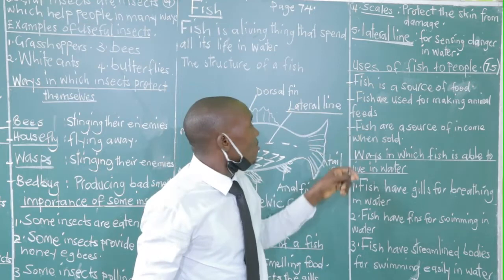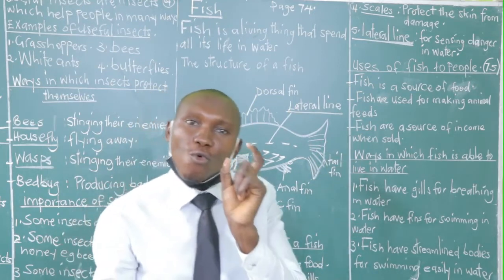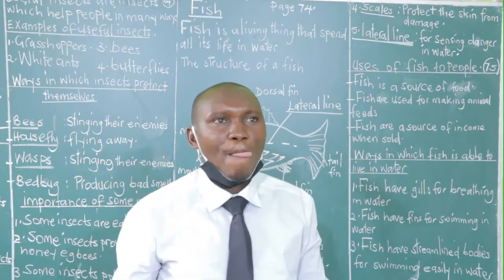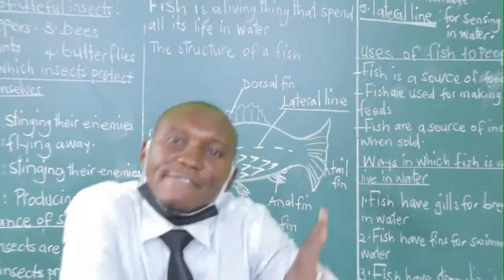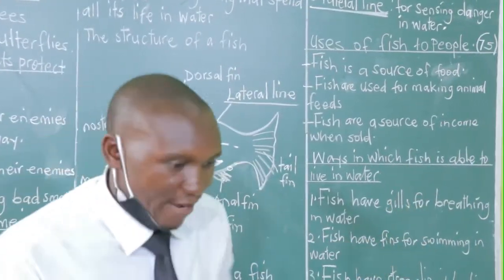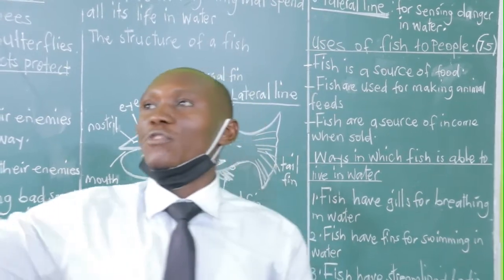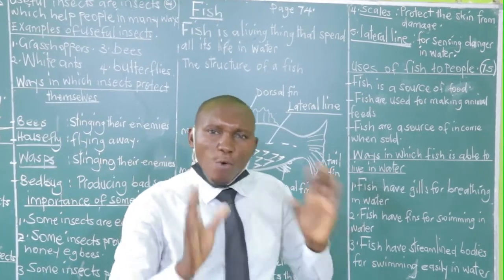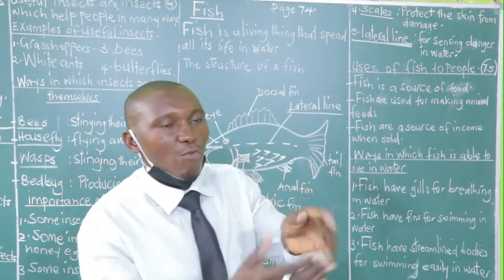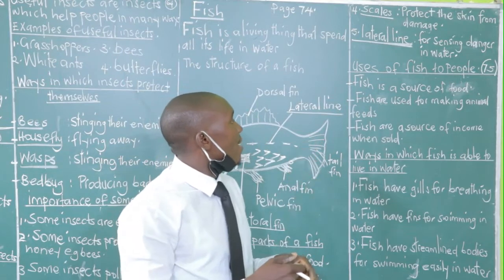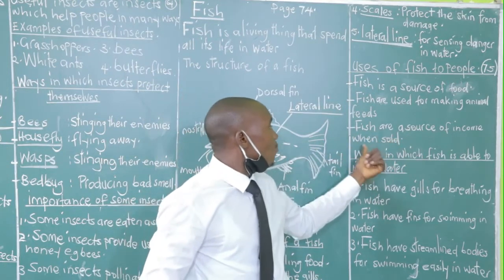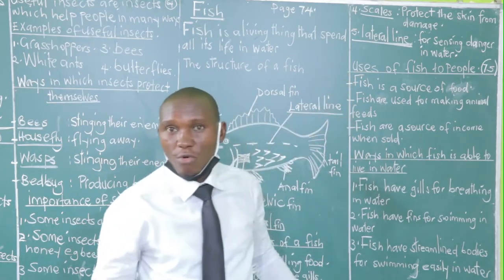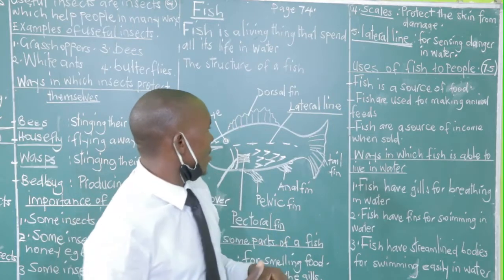Then fish is a source of income when sold. There are people who stay on lake shores and river banks. Their work is fishing. They fish. After fishing, they sell fish. They pay school fees. They buy cars. They buy land. They buy other things at home. Their work is to fish. After fishing, they sell. Which means fish is a source of income when sold. These are the few uses of fish. When you look at that book, you find other uses there in detail.